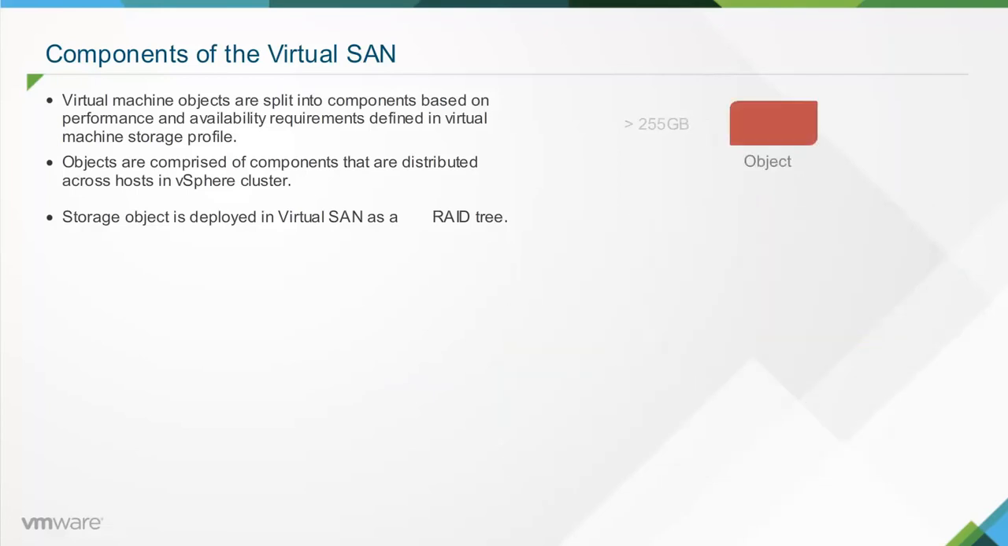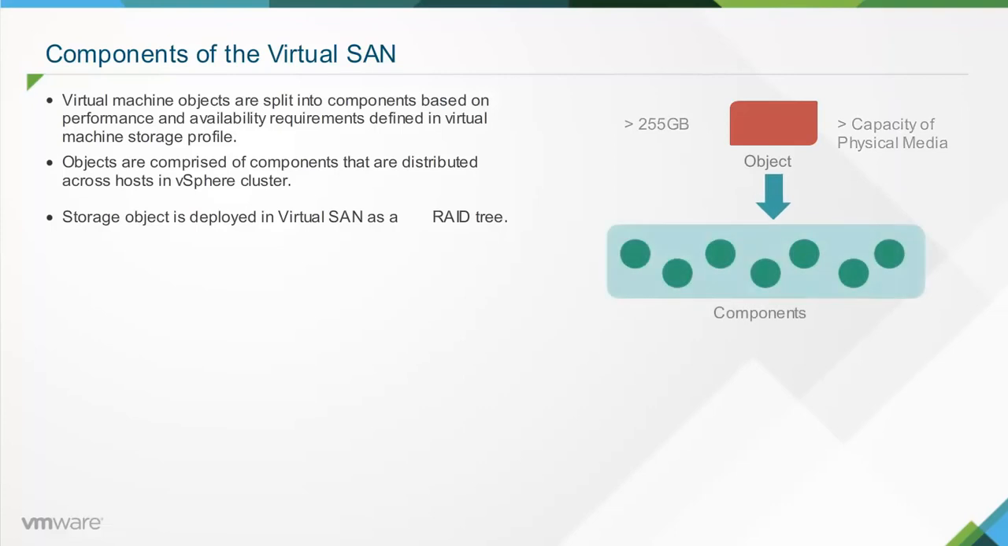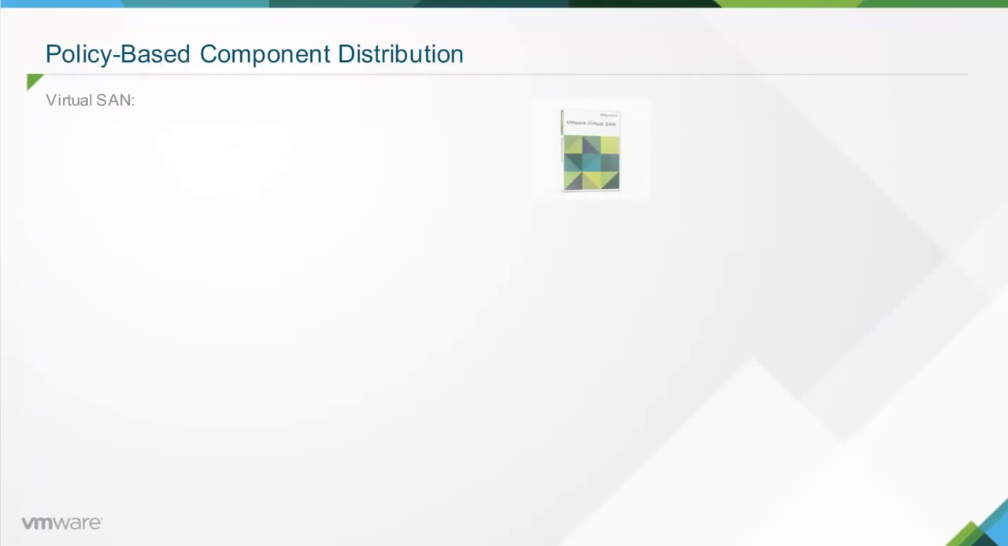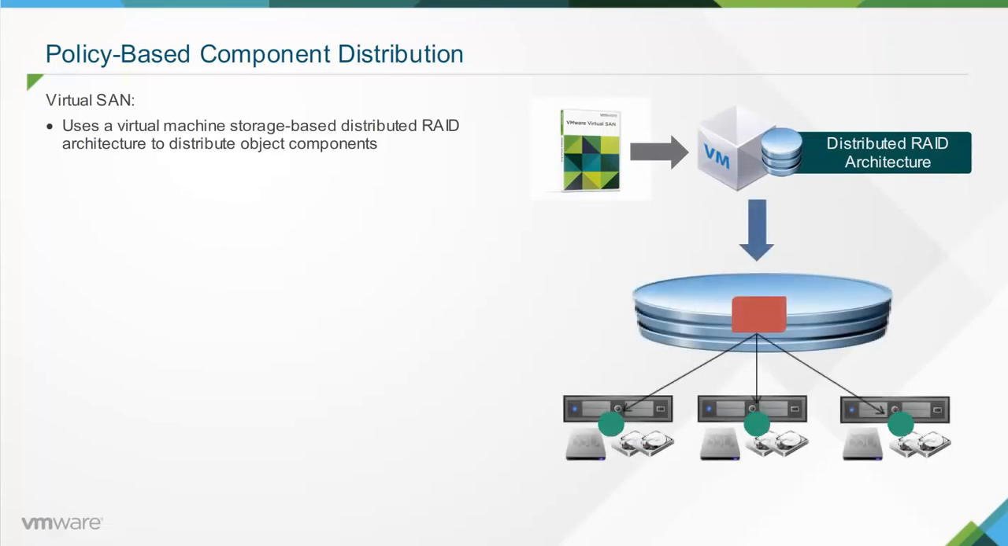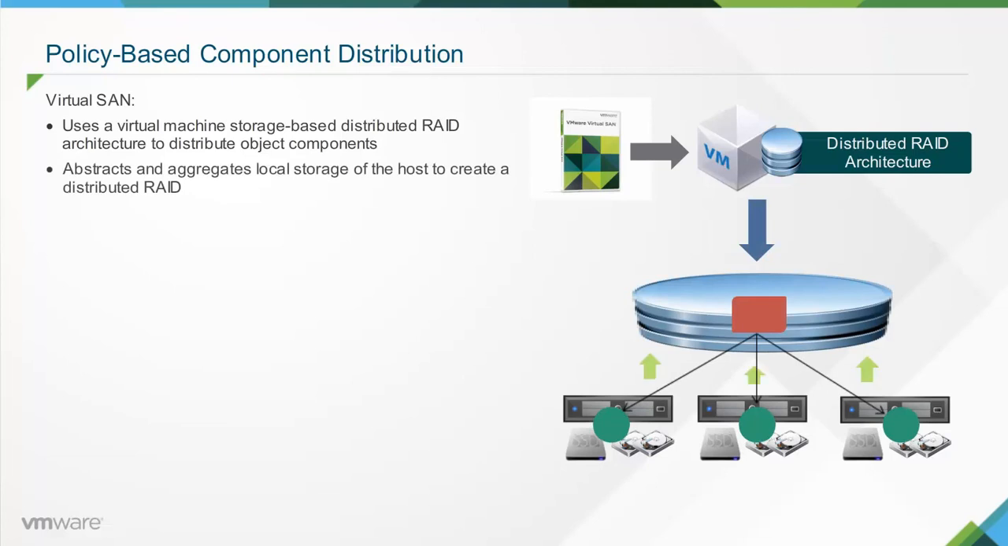The objects that are larger than 255 gigabytes in capacity or larger than the capacity of physical media are automatically divided into multiple components. Virtual SAN 6.0 currently supports a maximum of 9,000 components per host. Virtual SAN uses a virtual machine storage-based distributed RAID architecture to distribute object components across multiple hosts and disk groups. It abstracts and aggregates the local storage of the host and creates a distributed RAID.